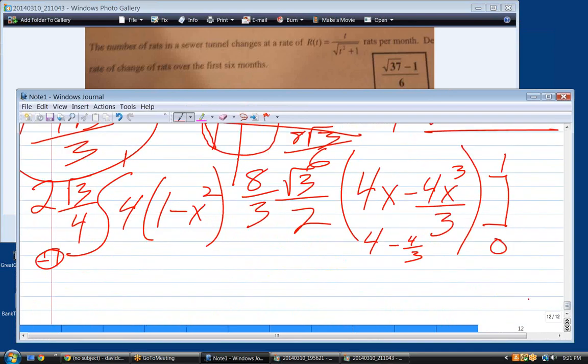This isn't too bad. The number of rats changes at a rate of that per month. Determine the average rate of change of the rats over the first 6 months. Determine what? I don't have all the writing. Determine the average rate of change. Oh, the average rate of change. Okay.